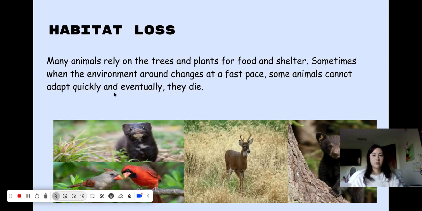Of course, habitat loss. Animals lost their homes and their food source, and a lot of these animals could not adapt to this change really quickly, so a lot of them passed away.